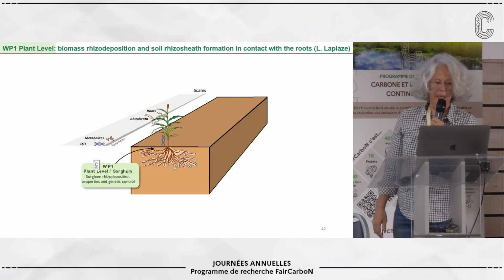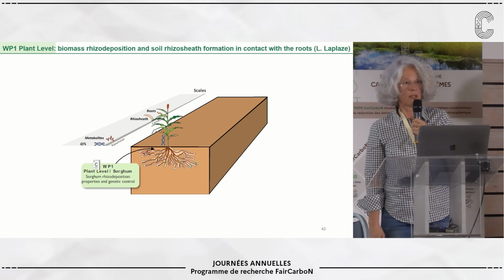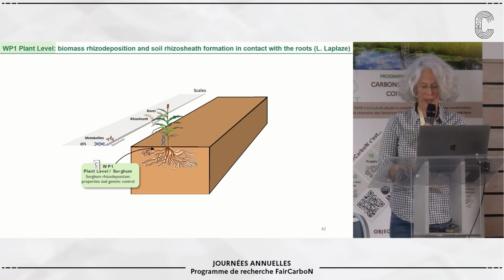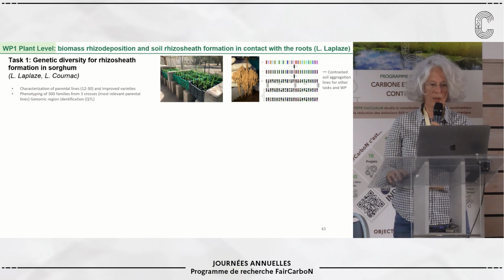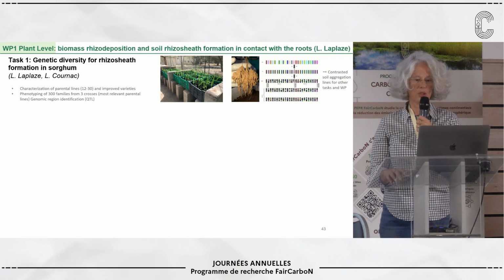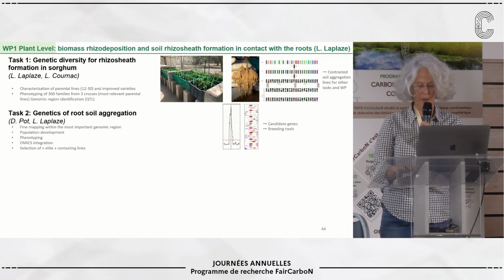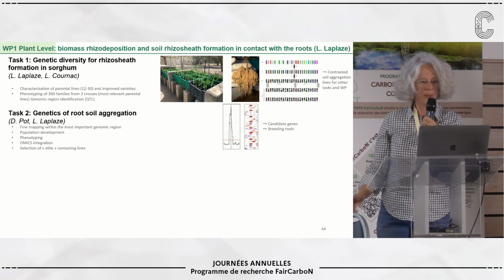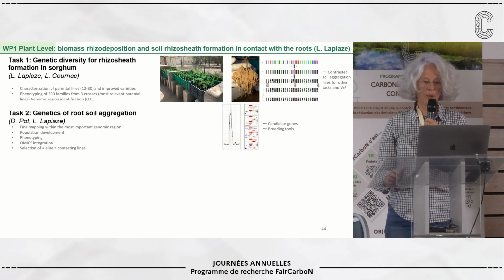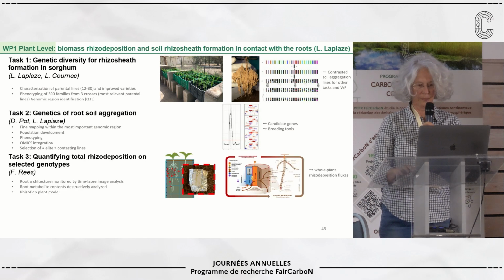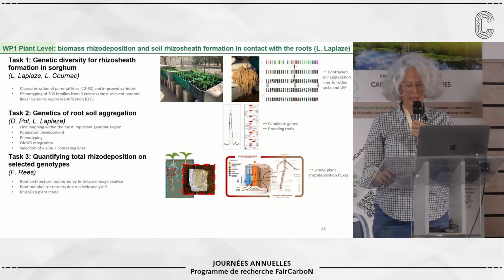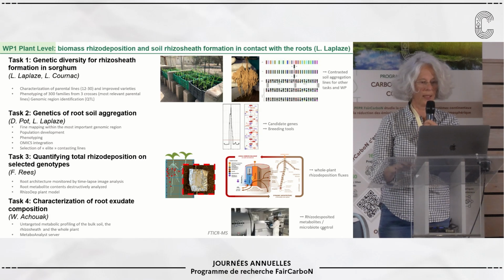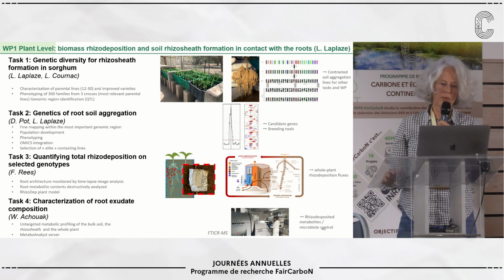So the first work package focuses on plant and rhizodeposits, and it comprises 4 tasks. The first task involved determining the genetic diversity for rhizosheath formation in sorghum. The next step involves developing genetic approaches. We will also quantify total rhizodeposition on selected genotypes and characterize root exudate composition.